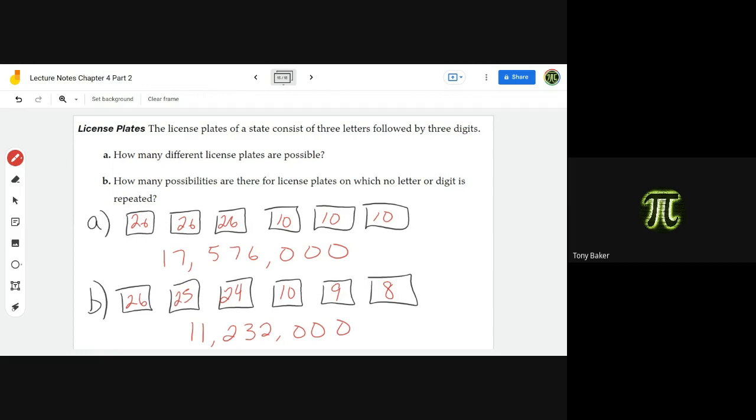Now, in either of those situations, does order matter? Is ABC different than BCA? And the way we did it here, those are 2 different things. So order matters. Those are 2 distinct values. ABC and BAC are 2 distinct combinations of letters. Okay. So that's going to come into play when we're looking at the next thing.